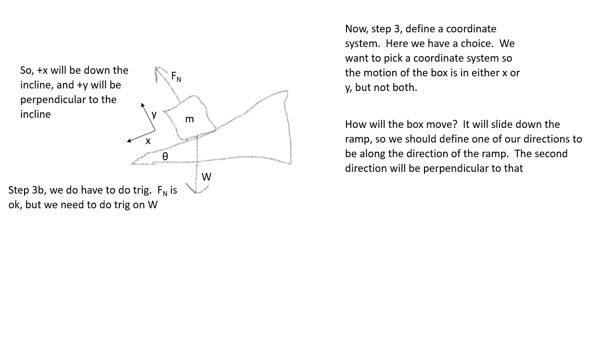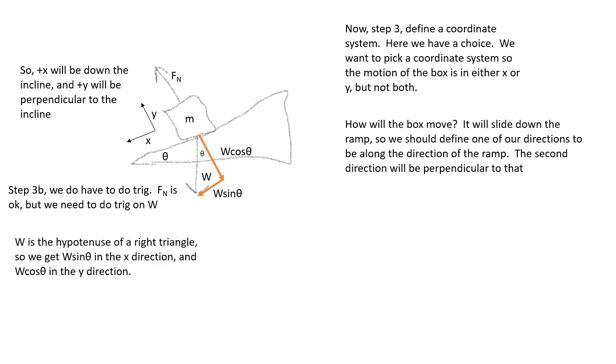In step 3B, I have to do trig. The normal force is along the y direction, so it's okay, but I am going to have to do trig on the weight. Here's how I'm going to break it down. I'm going to have W cosine theta in the negative y direction and W sine theta in the positive x direction. Notice that my W forms the hypotenuse of a right triangle. The W sine theta and the W cosine theta added together give you the weight vector like we did.